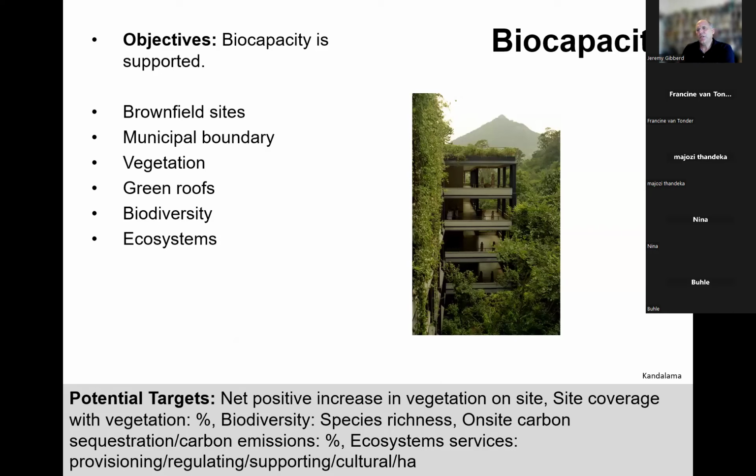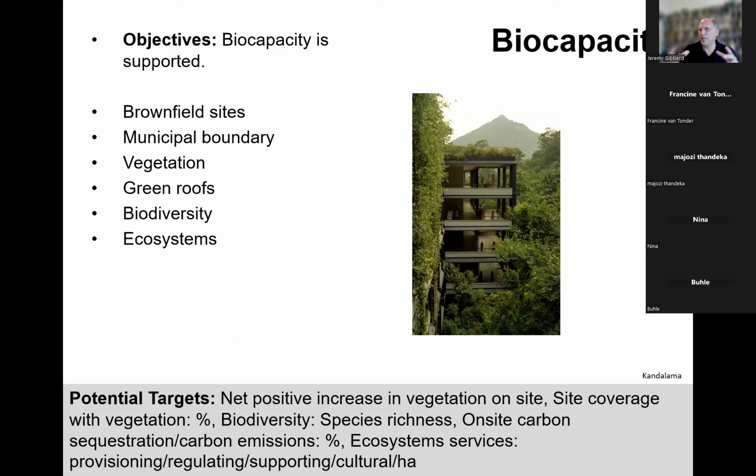Biocapacity. So biocapacity is really the idea that's linked to global hectares. It's saying that you want to make sure that the productive use of land is as high as possible. So you retain vegetation, you retain natural systems. And so what you are aiming for here is to have as much green roof, parks, biodiversity, ecosystems, so that you've got this very resilient set of natural systems that sequester carbon. So again, your targets here might be that you actually increase vegetation on site.